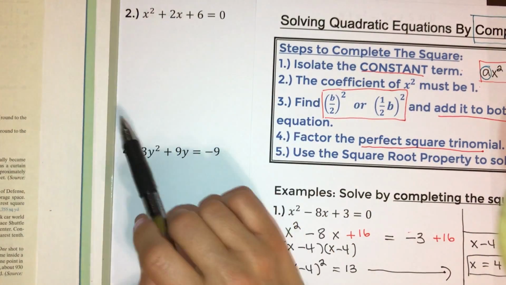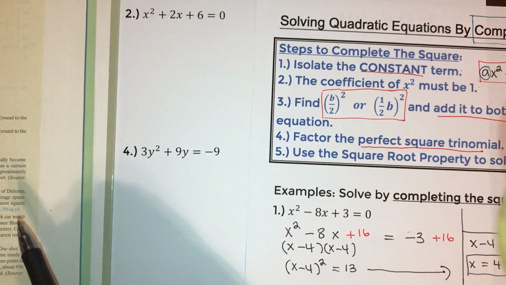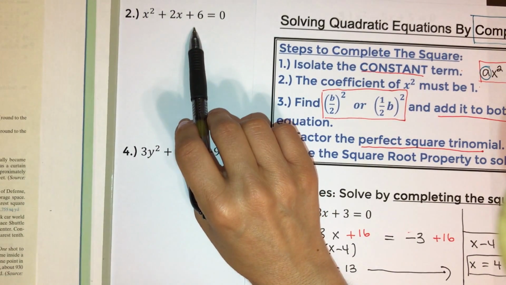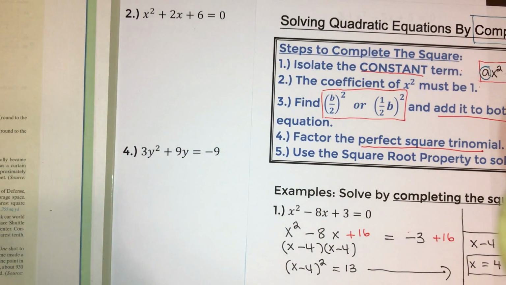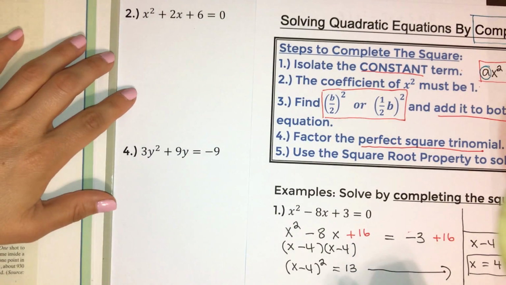All right, so right here, coefficient is 1, so that's good. I need to subtract 6. So you might want to pause the video, use your notes from the first example, see if you could do the second example, and then come back and check your notes. Or you can watch this and then try it on the third example.